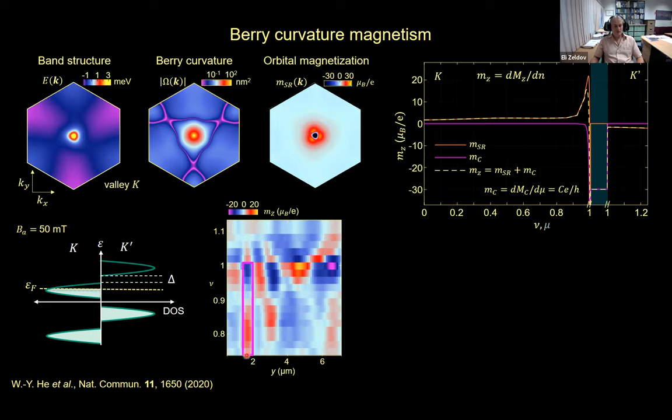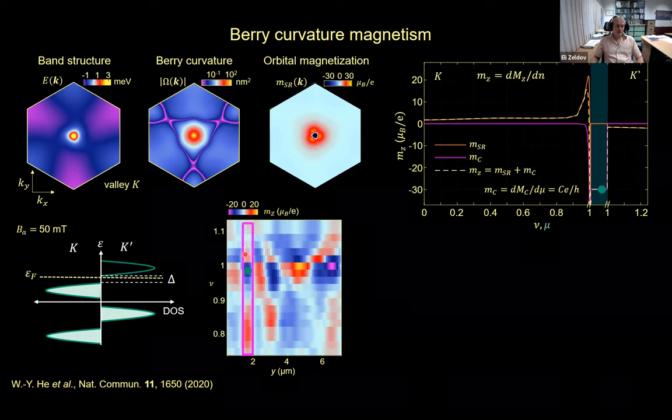So let's start from this patch. We start from relatively low filling factor. So we're somewhere here. And we expect to have a sharp red followed by sharp blue orbital magnetization. And this is in fact what we see, a sharp red followed by a sharp blue, which means that we have now shifted our Fermi level into the gap. So we understand where we are here. Now we want to understand what's going on as we continue increasing the filling factor.